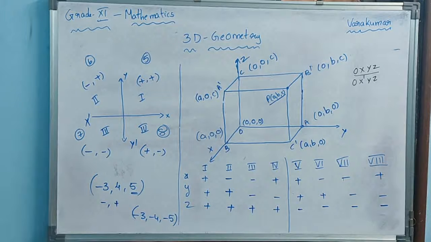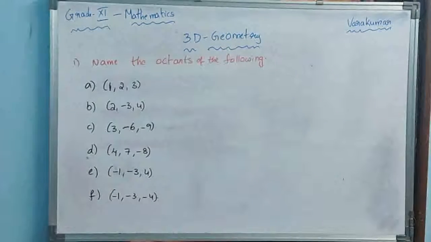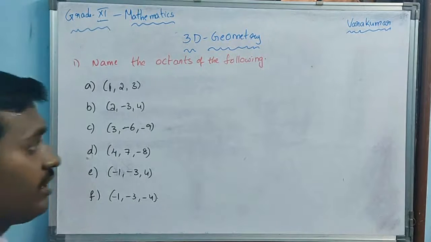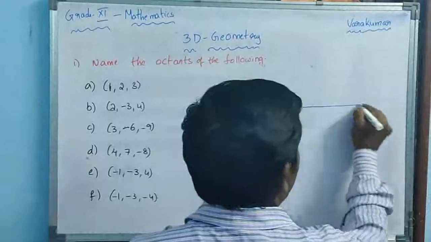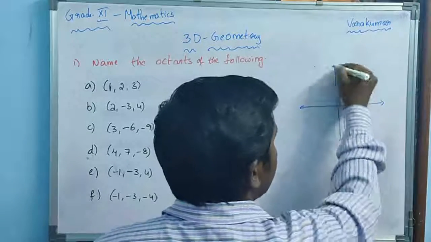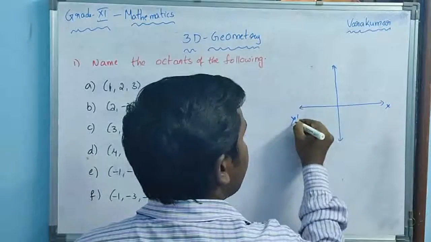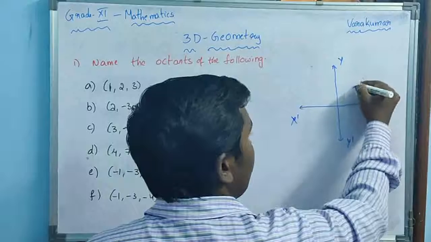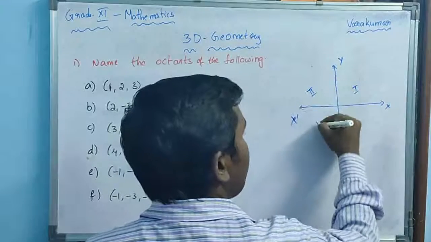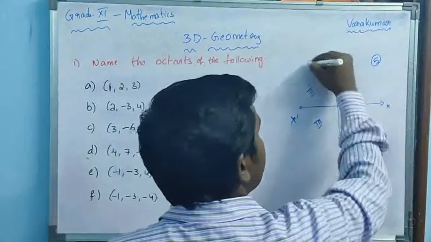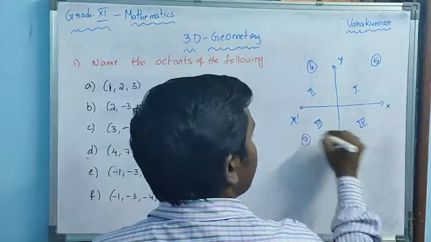Okay. Let us do some more problems on this. Now, name the octants of the following, where they lie. Just now I taught you how to remember things. Now just draw the XY axes and based on that you can define all. This is X, X dash, Y, Y dash. We know first quadrant, second quadrant, third quadrant, fourth quadrant. Similarly, fifth, sixth, seventh, eighth.